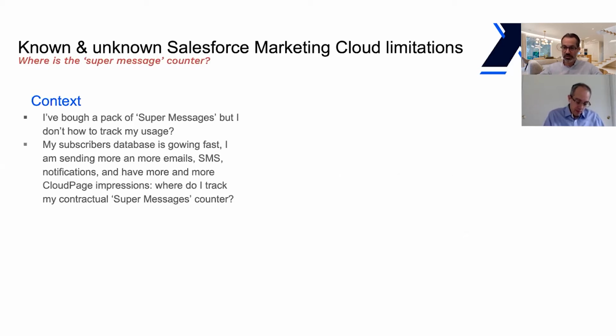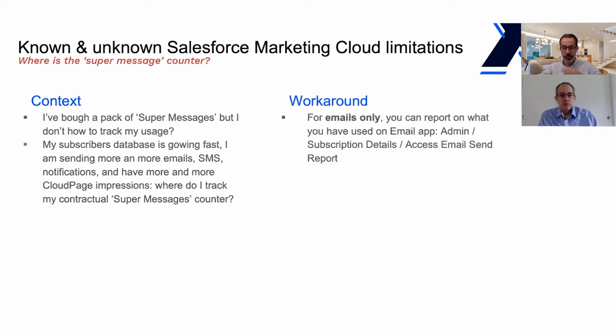So it's the units. You buy a pack of units, and the question will be, where am I? How many super messages do I still have now? Because my database is growing, I've sent more and more emails. And actually, this information does not exist within Marketing Cloud. You have to ask your account executive.